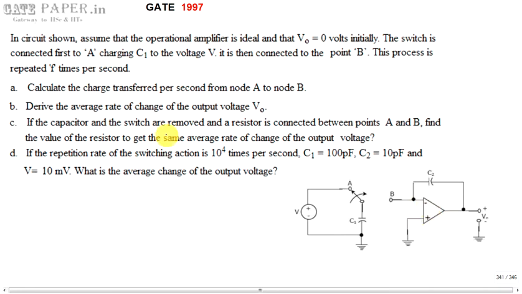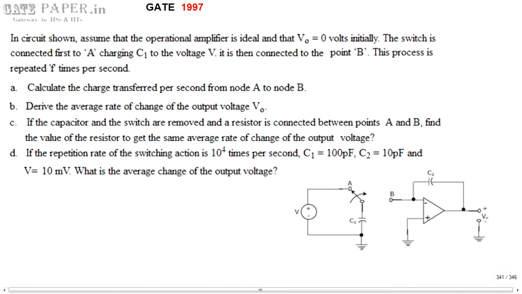In the circuit shown, assume the op amp is ideal and initially V0 is equal to 0 volts. The switch is first connected to point A so that capacitor C1 can charge towards the voltage V. Then it is connected to point B. This process is repeated f times per second. First, A. Calculate the charge transferred per second from node A to node B.